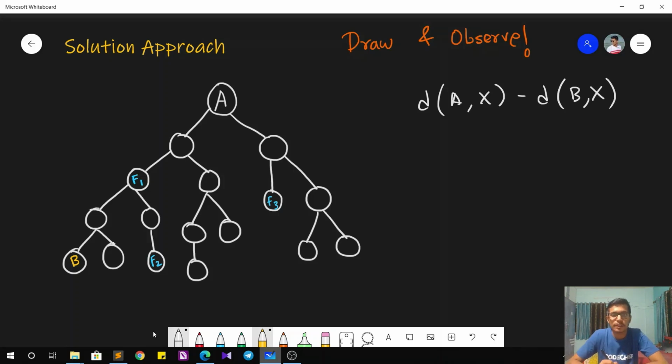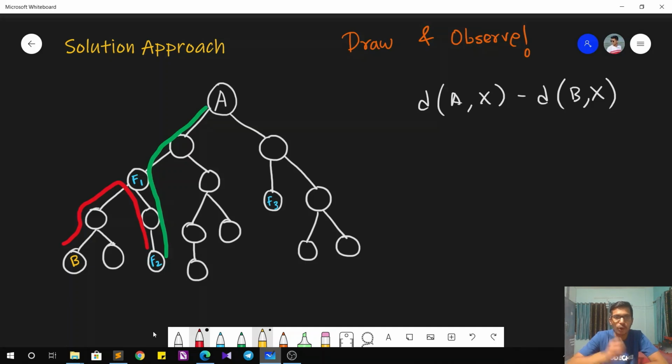So how is the path going to look like? dA,x will look like this, that is all the way from F2 to A, because I have chosen F2 as my special node, and dB,x will look like this. So from B to F2. So this is how the path will look like.